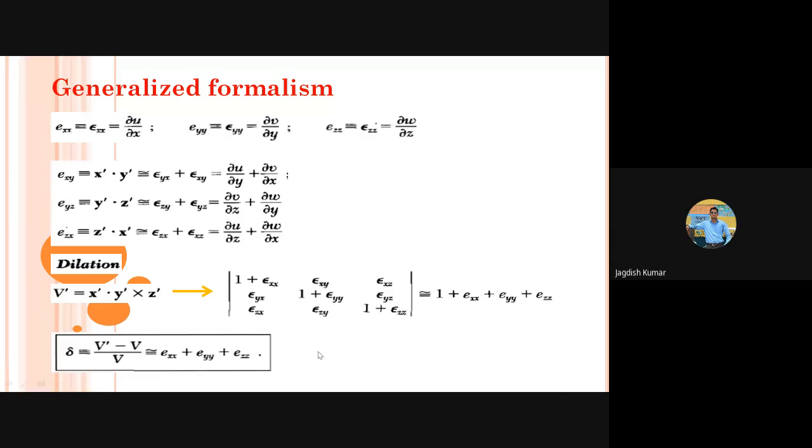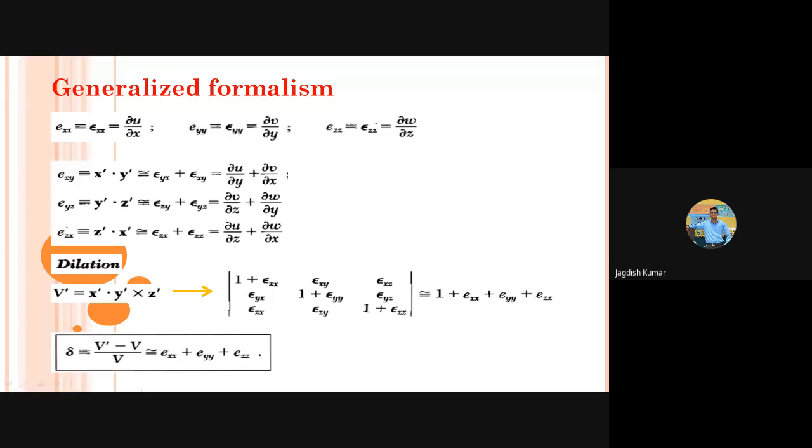Now, what will be dilation? Change in volume per unit volume. So V dash minus V, right? What is this? The factor of 1 is nothing but V. Why V? Because in our reference system, all the x cap, y cap, z cap had unit length. So what will be the volume? 1 unit, correct? So that is why this 1 is representing the reference volume.